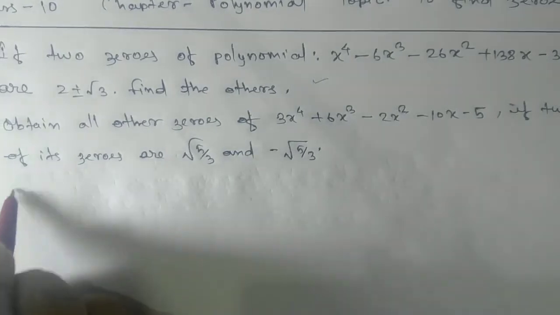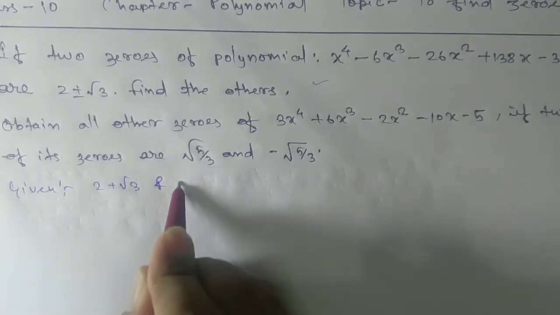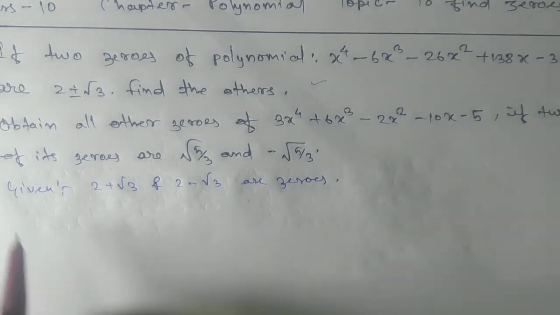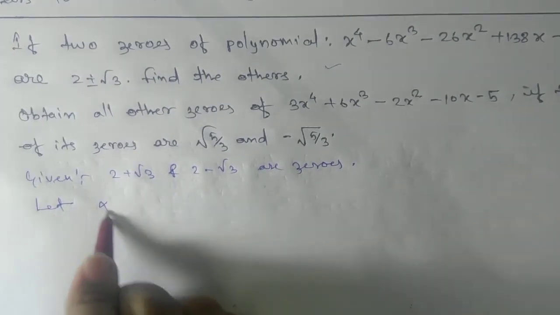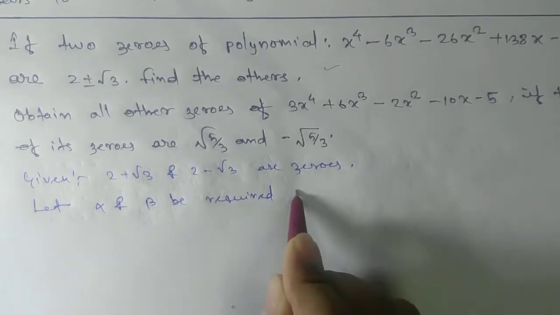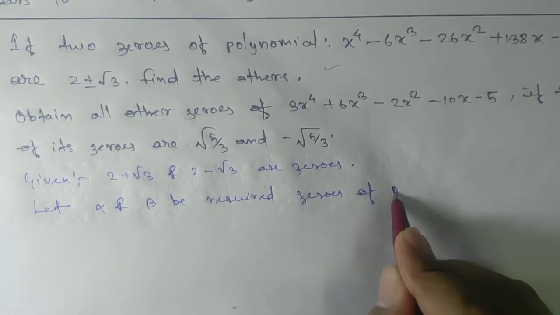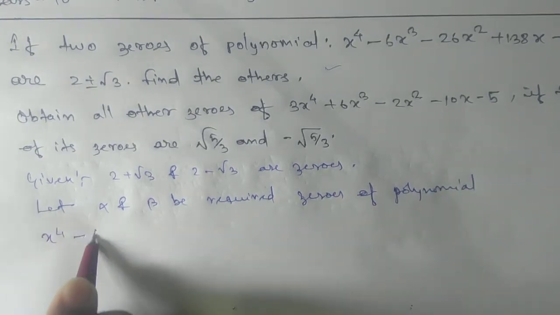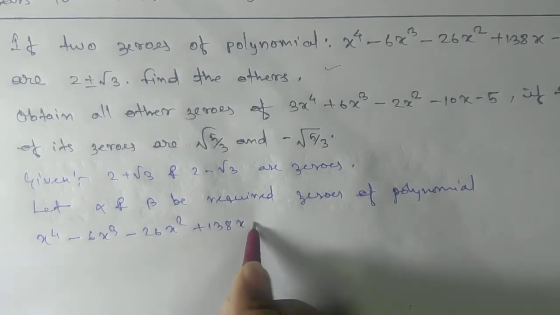So let's start. Here we have been given that 2 plus root 3 and 2 minus root 3 are zeros. This they have given, and what we're going to do is let alpha and beta be the required zeros of the polynomial x to the power 4 minus 6x cube minus 26x square plus 138x minus 35.